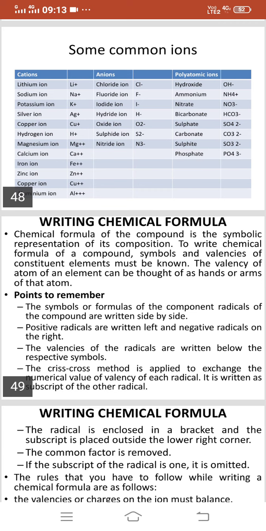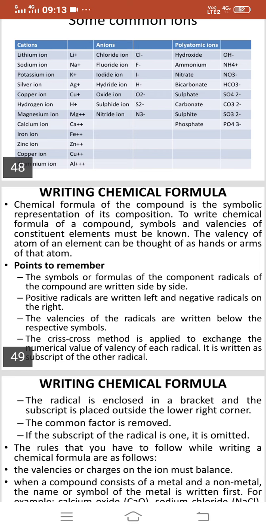Writing chemical formula. Chemical formula of the compound is the symbolic representation of its composition. To write the chemical formula of a compound, symbols and valencies of constituent elements must be known. The valency of an atom of an element can be thought of as hands or arms of that atom.